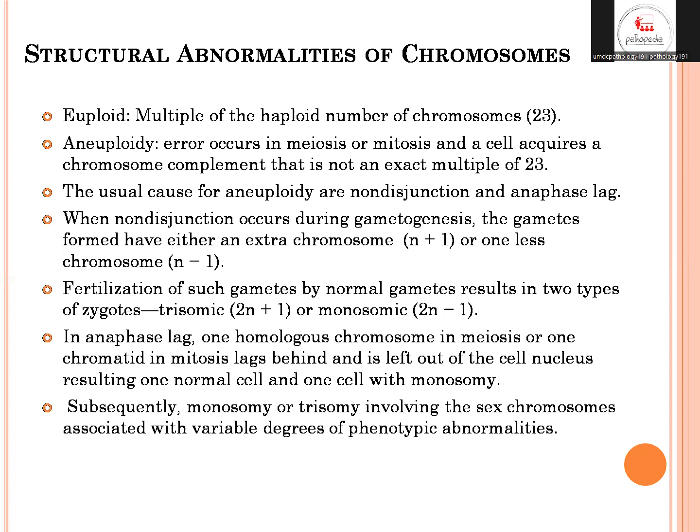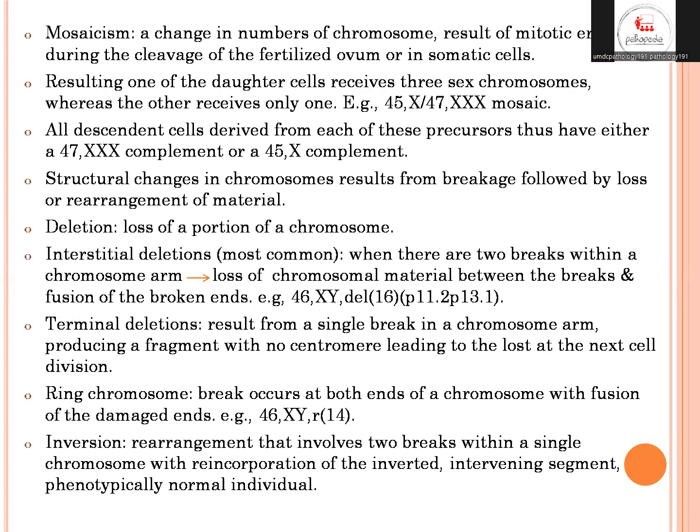Subsequently, monosomy or trisomy involving the sex chromosome is associated with variable degrees of phenotypic abnormalities. A change in the number of chromosomes resulting from mitotic errors during the cleavage of a fertilized ovum or somatic cells is known as mosaicism. It results in one of the daughter cells receiving three sex chromosomes, whereas the other receives only one. All descendant cells derived from each of these precursors thus have either a 47,XXX complement or a 45,X complement.